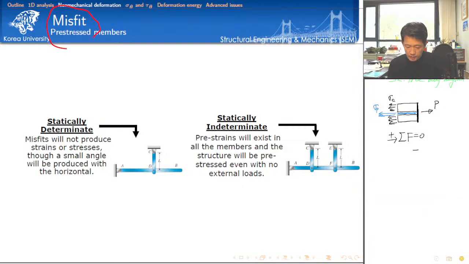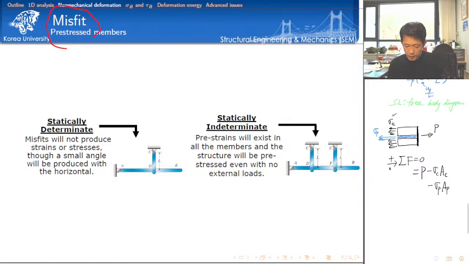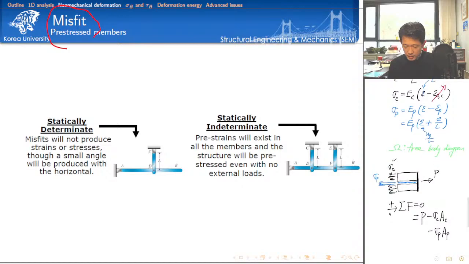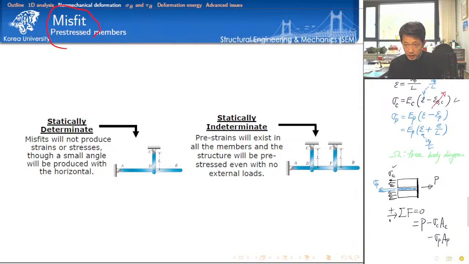So we have positive force P here, and then I have sigma C. So minus sigma, look at that direction, okay? Sigma C, the stress of concrete, times the area of the concrete body, and then minus the stress of the prestressed tendon times the area of the prestressing tendon. Okay, let's plug in the information for the stress of concrete. The stress of concrete is here.